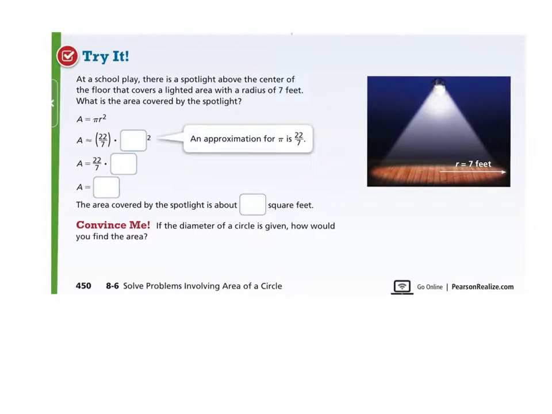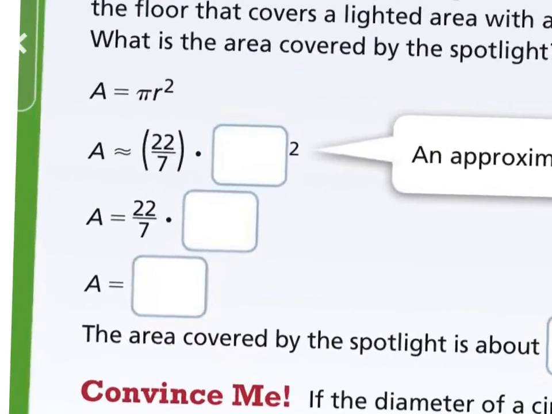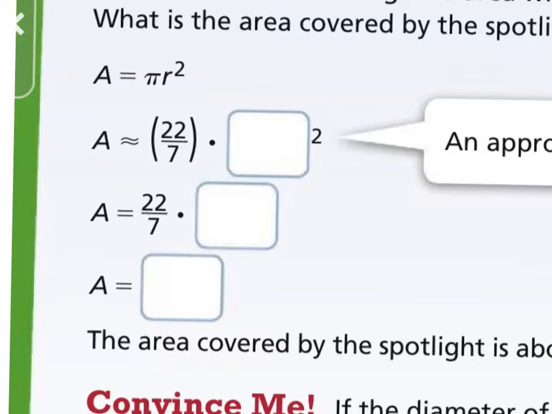So if we look at the Try It, at a school play there's a spotlight above the center of the floor that covers a lighted area with a radius of 7 feet. What is the area covered by the spotlight? They are using 22/7 for pi, which again would be something they would have to tell us. They did give us the radius, so that works out nicely for us, because with the area of a circle, we always have to have the radius.